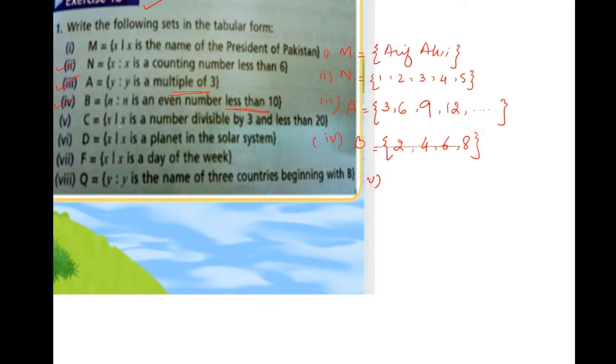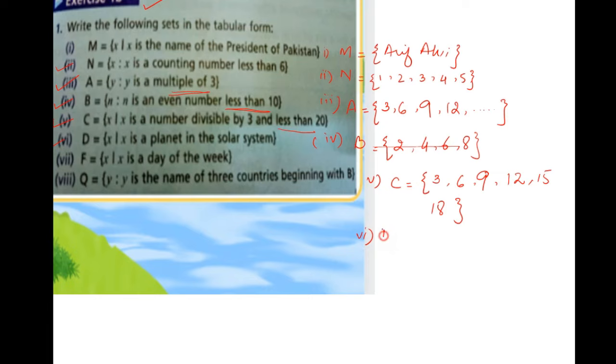Now the fifth one, c is equal to x, where x is a number divisible by 3 but less than 20. So all numbers that are divisible by 3 are 3 1s are 3, 3 2s are 6, 3 3s are 9: 3, 6, 9, 12, 15 and 18. It can be the 3 times table up till 18, less than 20. Because it is less than 20, we have stopped at 18. Now the sixth one, it is d.